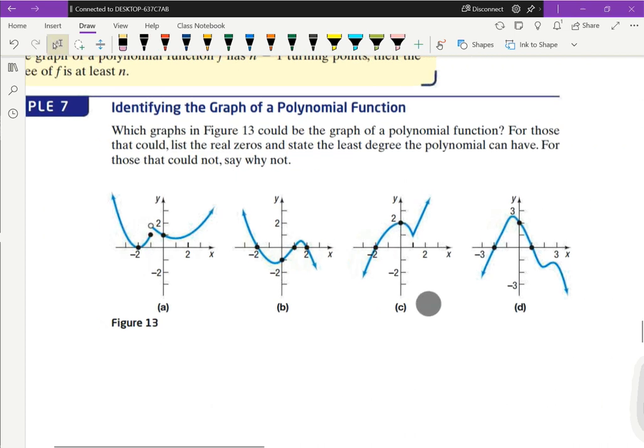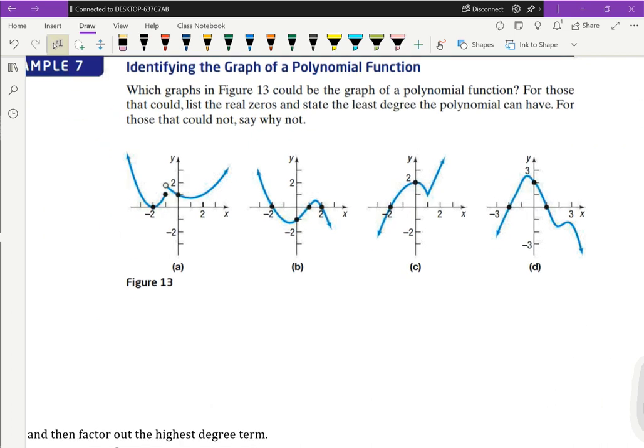Let's take a look at these particular graphs here. Which of the graphs in this figure, figure 13, could be the graph of a polynomial function? For those that could, list the real zeros and then state the least degree the polynomial could have. And for those that could not, let's say why not. So which of these are indeed polynomial functions, which are not?